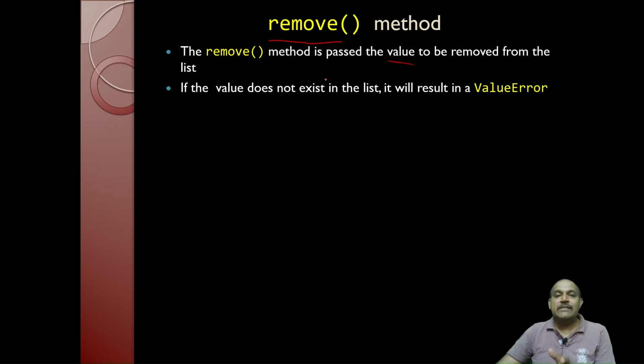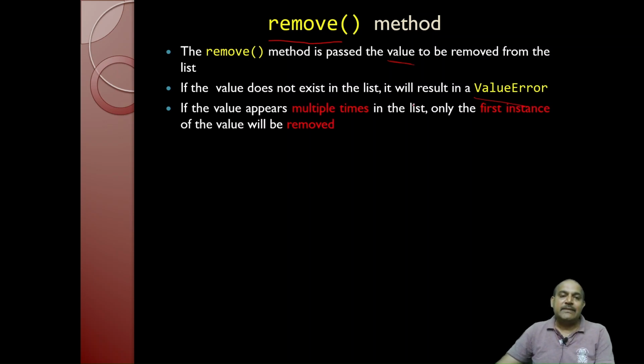If the value is not present in the list and you still try to remove that element, it gives you a value error, meaning that the value is not in the list. And in the second scenario, where the value you are passing appears multiple times, the value that will be eliminated is the first appearance. The first appearing element will be removed from the list, whereas the remaining elements with the same name will remain in the list itself.